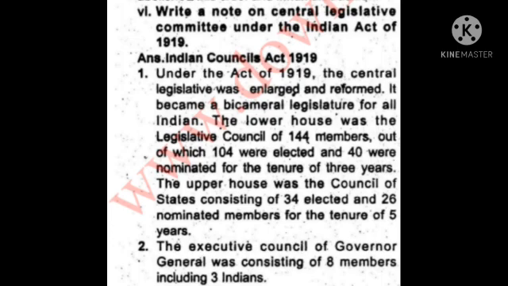The lower house was the Legislative Council of 144 members, out of which 104 were elected and 40 were nominated for a tenure of 3 years. The upper house was the Council of States consisting of 34 elected and 26 nominated members for a tenure of 5 years. Number 2 is: the Executive Council of the Governor General consisted of 8 members including 3 Indians.